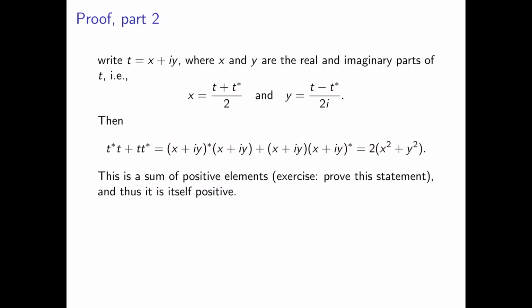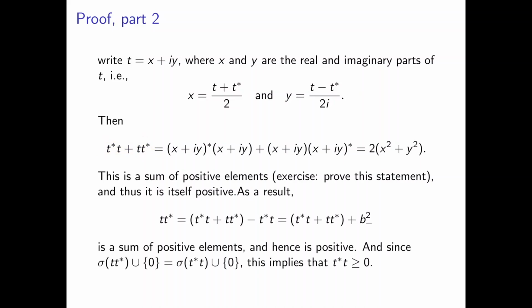And now I'm going to claim that x squared and y squared are both positive elements. And I leave it as an exercise to prove this statement. Now, if you get stuck, just remember continuous functional calculus, because x and y are self-adjoint elements. And so, as this is a sum of positive elements, it is itself positive.